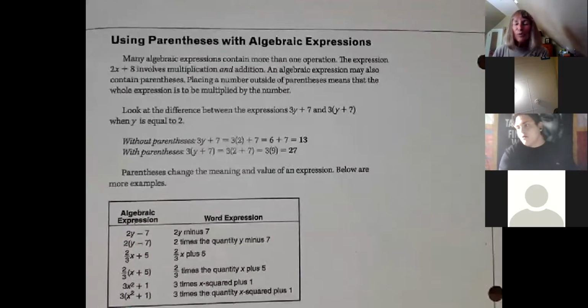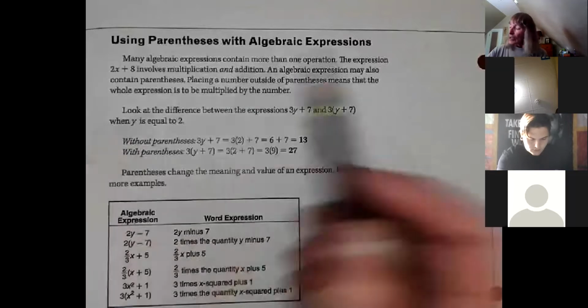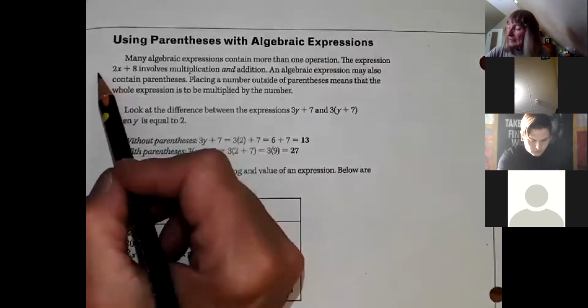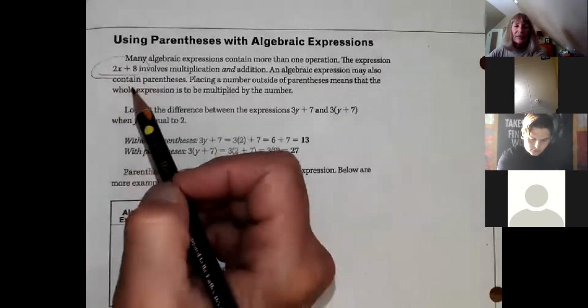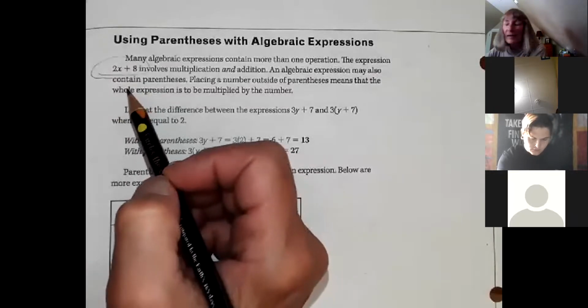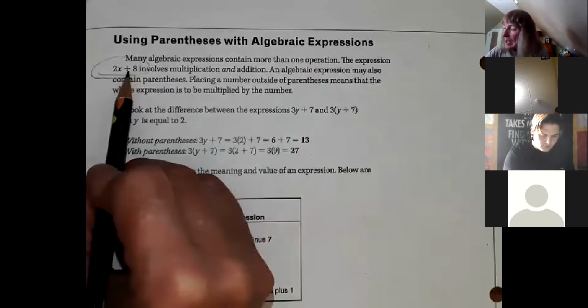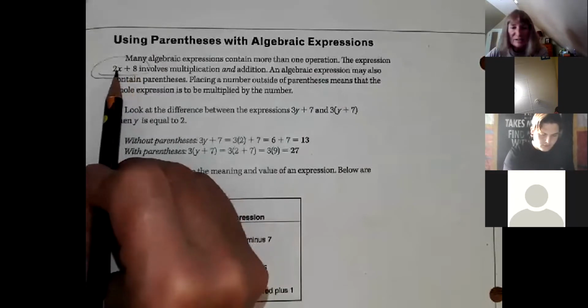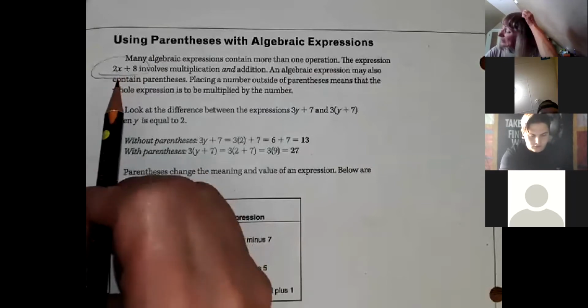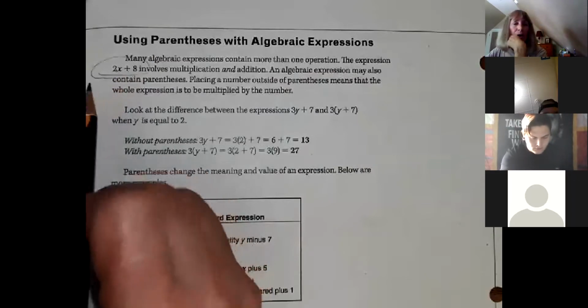And then we get to parentheses. We can look at something like this. That has more than one operation. Here's the addition, but then there's also a multiplication here. This means 2 times this variable x.